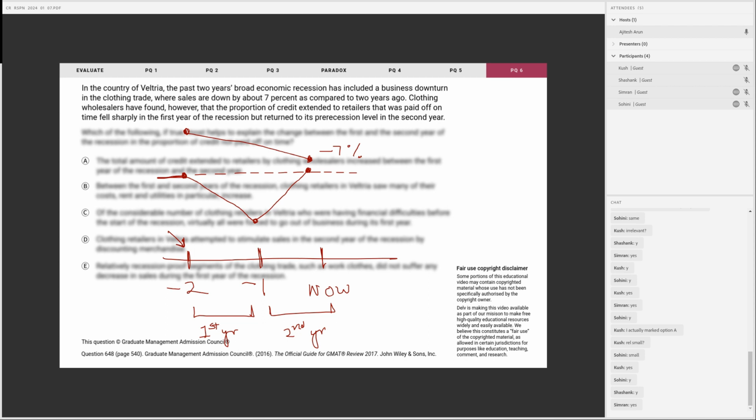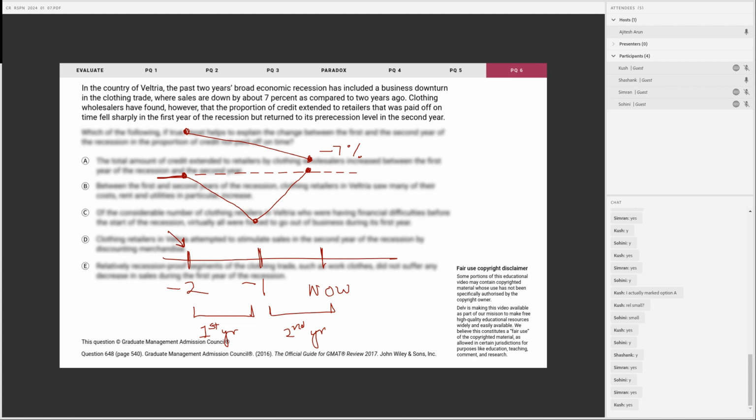Quick check, is everyone okay with the stimulus, the information given to us? Just a question, Ajitesh, regarding the part about the proportion. Can you go over that again? Yeah, the proportion of credit extended to retailers. So think about your wholesalers. You've got distributors, you've got wholesalers, you've got retailers. There's a whole chain. Yes.